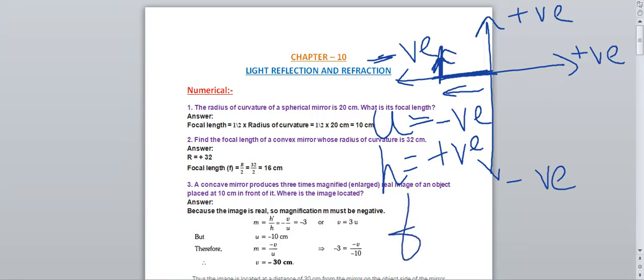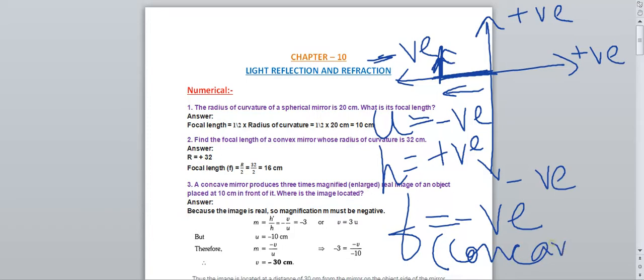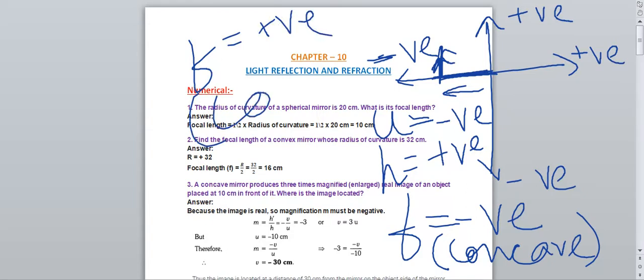Next, one more thing you should remember is that if the focal length is negative, then what type of mirror or lens is it? It is concave, a concave lens or concave mirror. But if the focal length is positive, then the mirror or lens will be convex in nature. Negative, concave, and positive, convex.